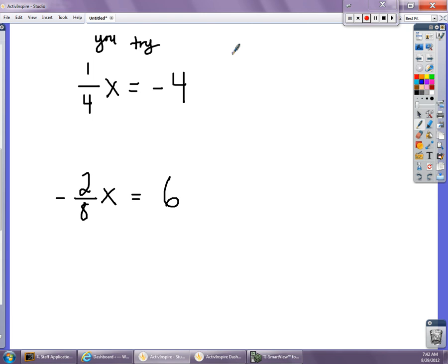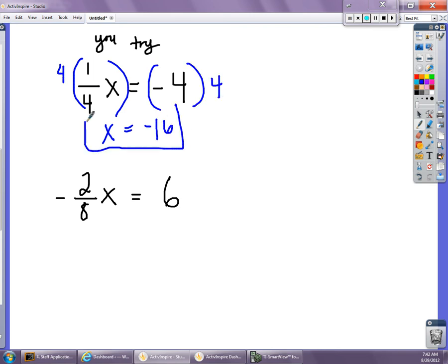So here are the answers. First one, you have 1/4, so to get rid of 1/4 and leave an x equals, it would be the reciprocal, which is 4 over 1, or you could say times 4, and you get negative 16.